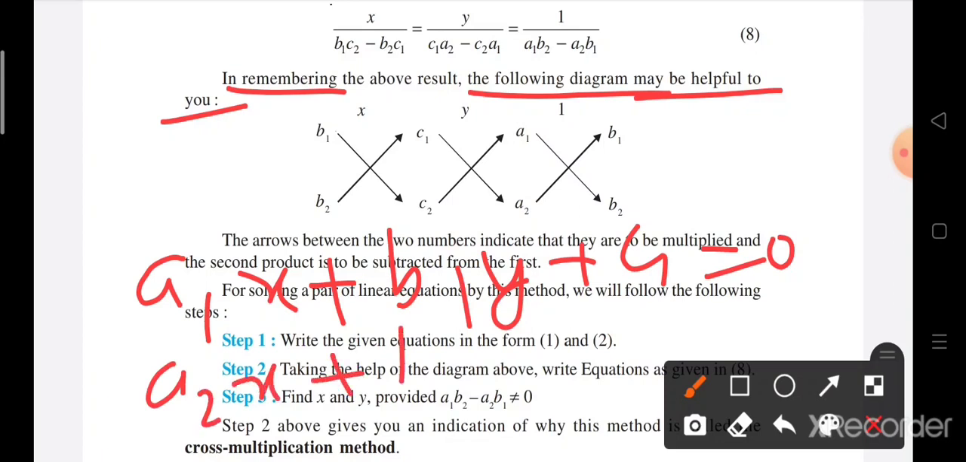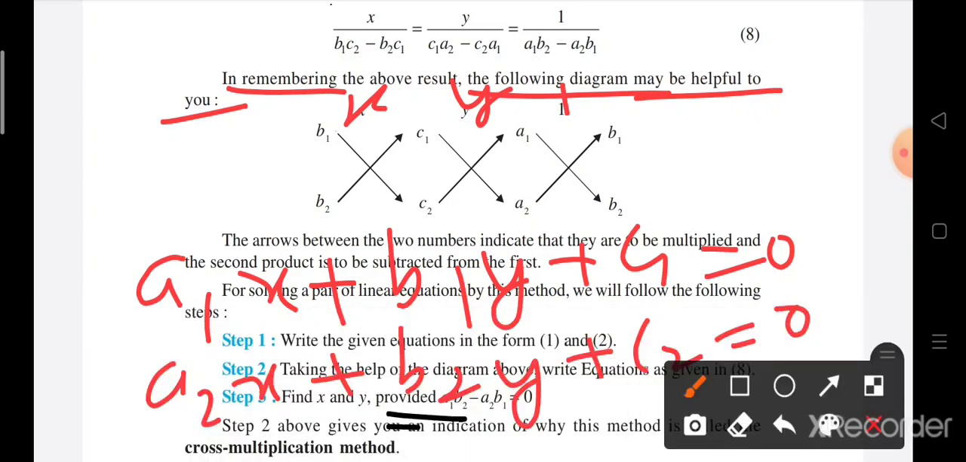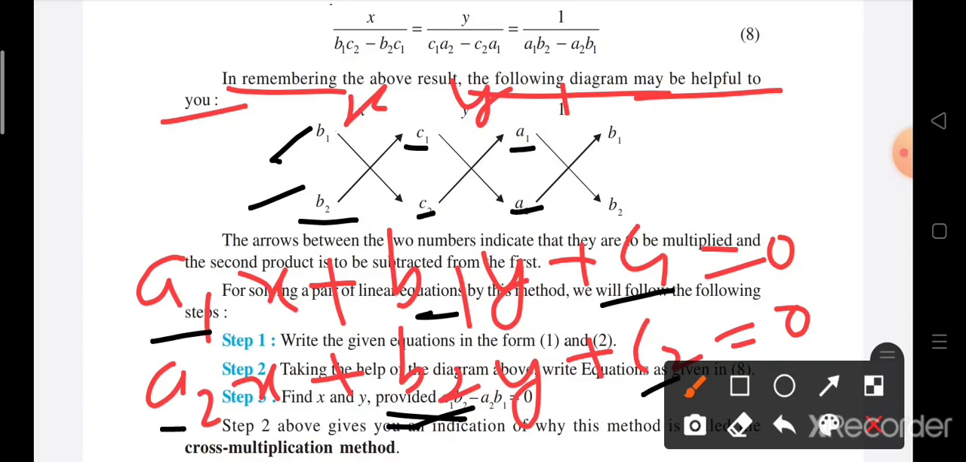a2x plus b2y plus c2 is equal to 0. Now in this, if you find the value of x, you write x over here, y over here, and 1 over here. Now start writing the values: b1 and b2 over here, then c1 and c2, then a1 and a2, then again b1 and b2.